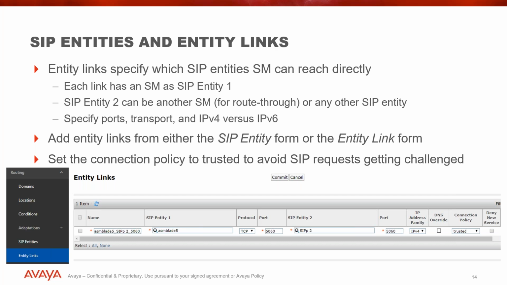That's mainly for redundancy, but you can also use it to simplify your administration. The redundancy aspect: if I have two session managers, and they both have entity links to my communication manager, then if session manager one can't reach the CM for some reason, it will send the invite request to session manager two, and session manager two will try to reach the CM.